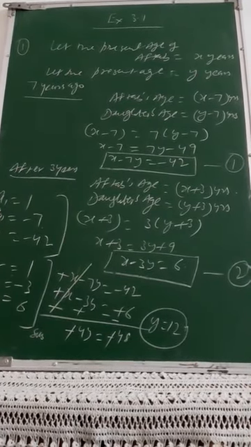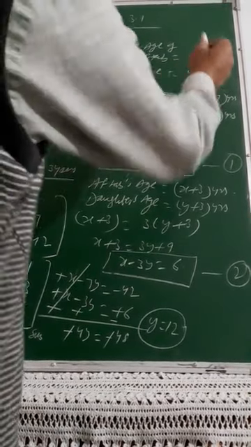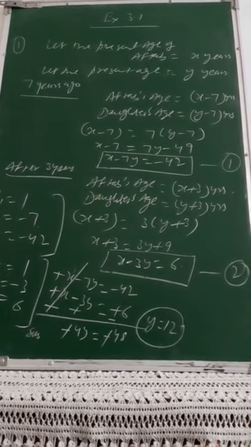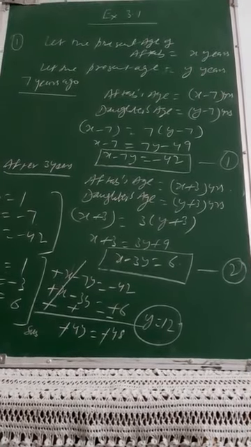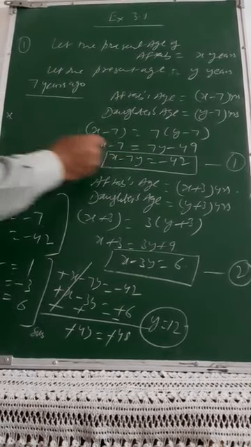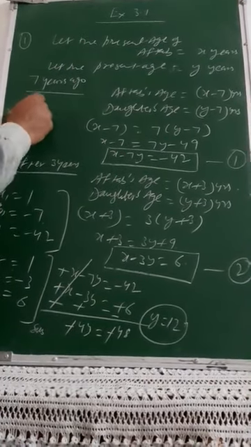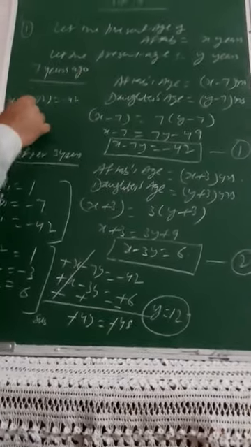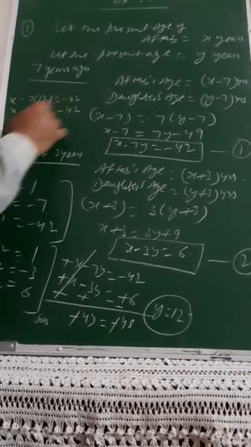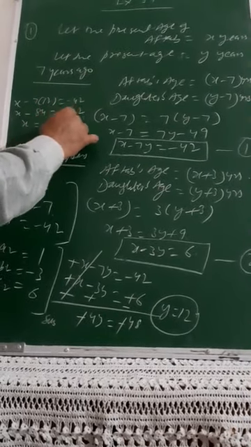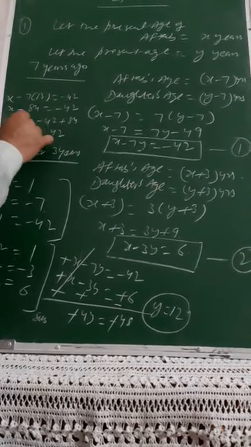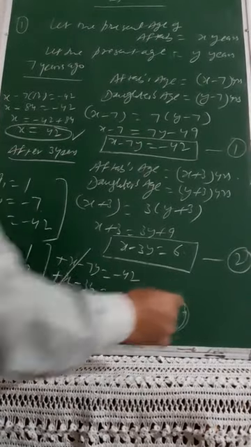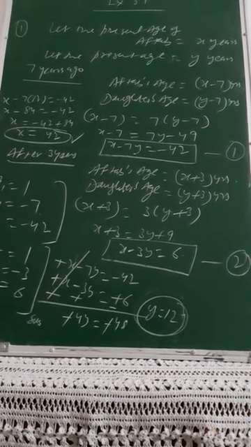What does it mean? I assumed the daughter's age is equal to y, so I am able to get the age of the daughter. The present age of the daughter will be 12. Similarly, now you substitute this value here. Suppose I am substituting in 1. So x minus 7 into 12 is equal to minus 42, means x minus 84 is equal to minus 42. We make it minus 42 plus 84, and finally I get x is equal to 42. So now x is equal to 42, y is equal to 12. I have calculated this by solving these two equations.